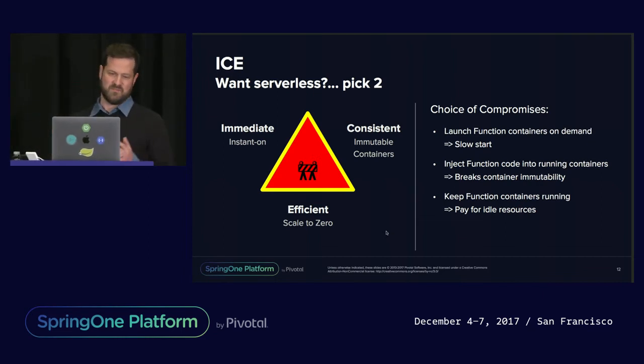But the idea is that you have to lose one of these things if you're going to do the other two. So for instance, if you want to have completely immutable containers that don't do any dynamic loading of code, and you want those containers to always be instantly available, then you have to keep something running. If you are willing to compromise on the immutability of your container, then you can dynamically load code into a pool of generic containers. And that's something that, by the way, I think is what Azure and Lambda are obviously doing.